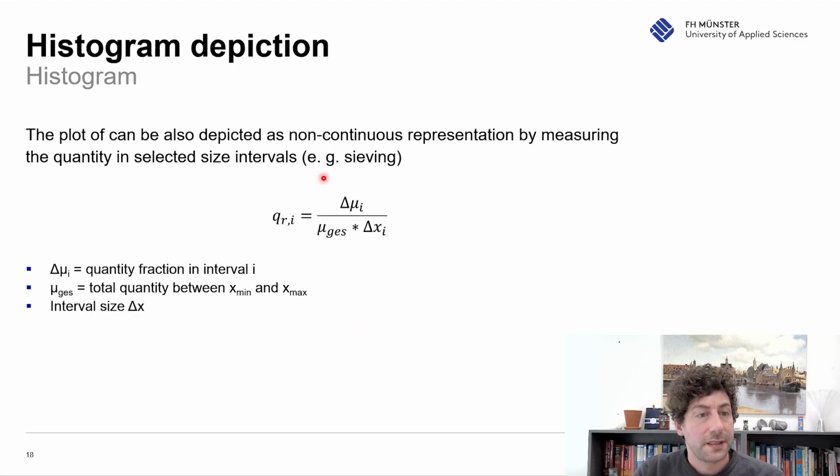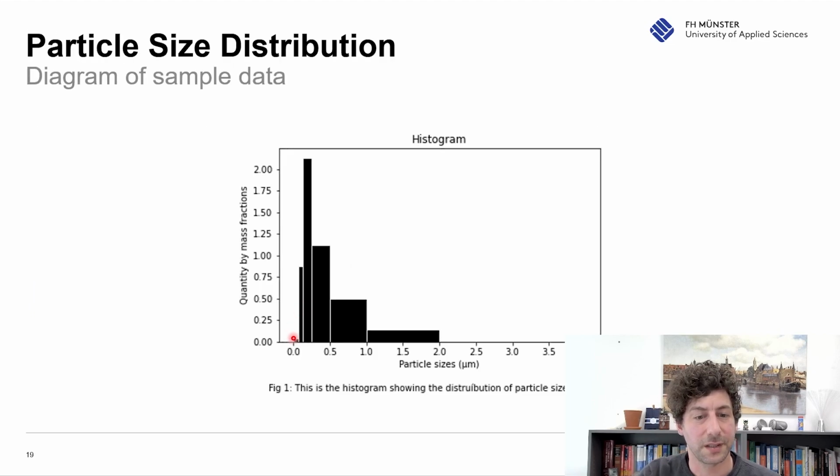The last one is the histogram. The histogram depiction is basically the same. The plot can also be depicted as a non-continuous representation. This means you have single bars, right? And then the equation stays the same, but you just call them differently. What is important at the end is that if you plot them not as a graph but as a histogram, this is the same data. You get a really nice representation of the particle sizes and can make a nice histogram out of it.